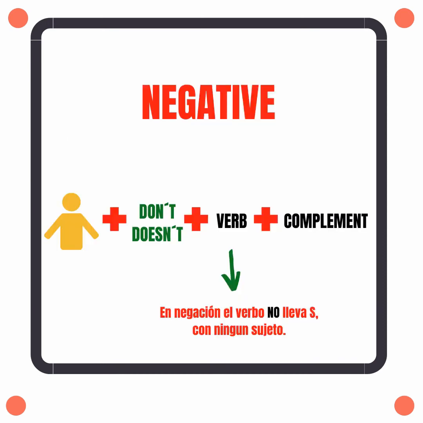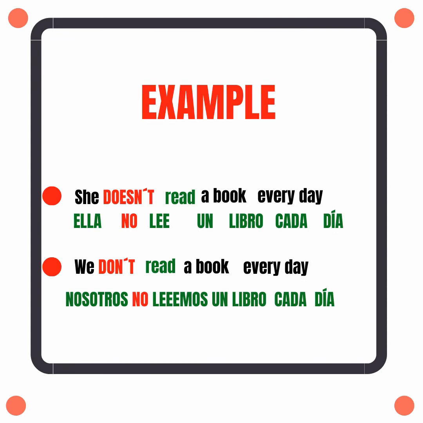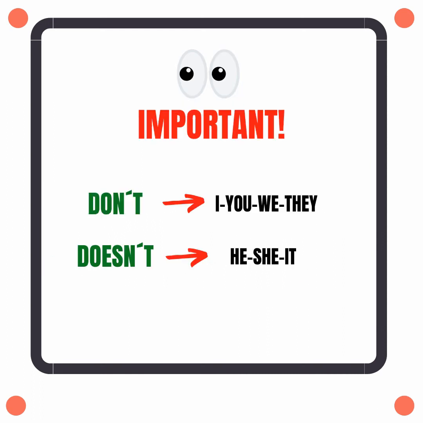To do a negative sentence, you have to start with subject, los auxiliares don't or doesn't, verb, and complement. Aquí es importante saber que en una negación el verbo no lleva S. Example. She doesn't read a book every day. We don't read a book every day. Important. Don't is used with I, you, we, they, and doesn't with he, she, it.